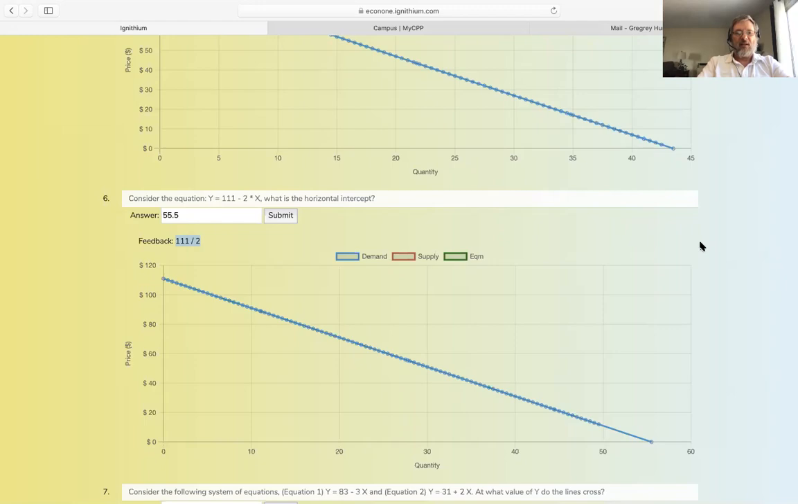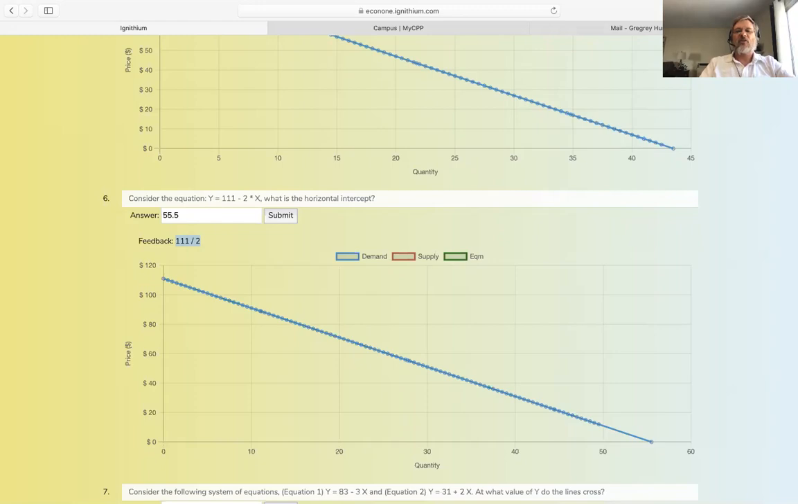Ignithium is looking for a decimal answer.